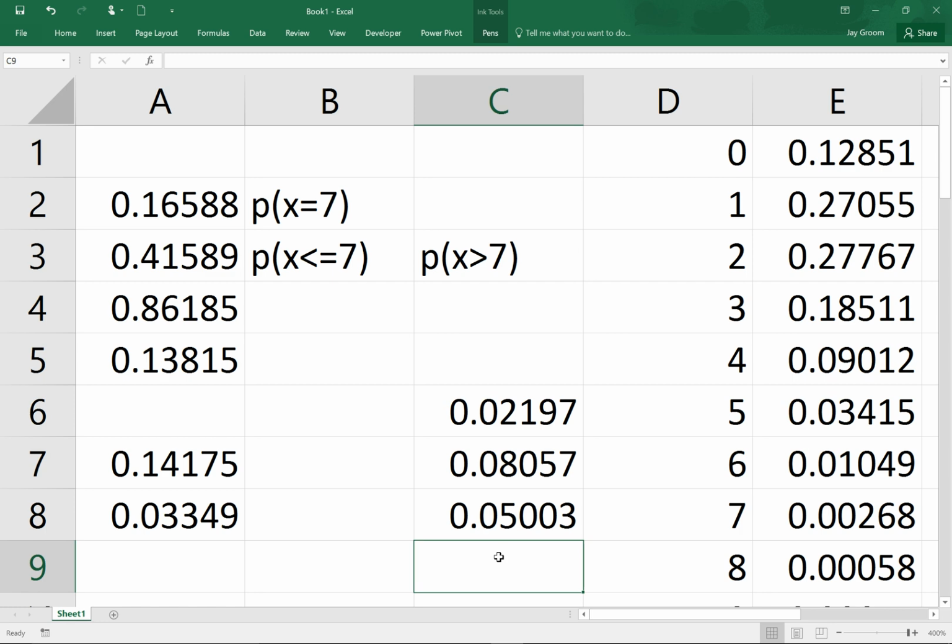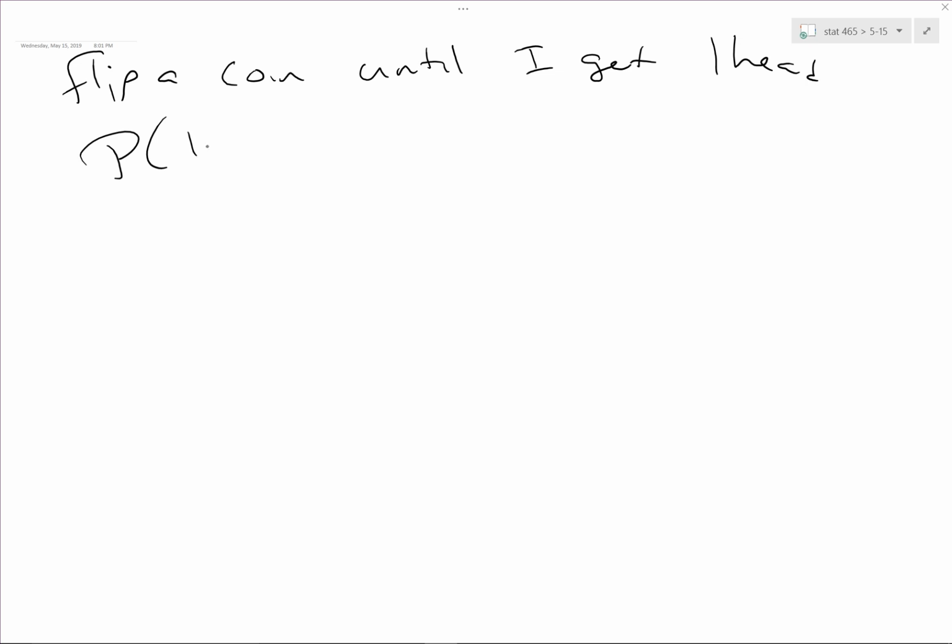Notice, just for grins, if you were flipping a coin. Why could flipping a coin not be one of these? Could flipping a coin be geometric or negative binomial? Yes, I could flip a coin until I get a head. It has to be independent, so flipping a coin fits the bill, yes? So I could flip a coin until I get a head. What's the probability that the first head is on the 6th flip?